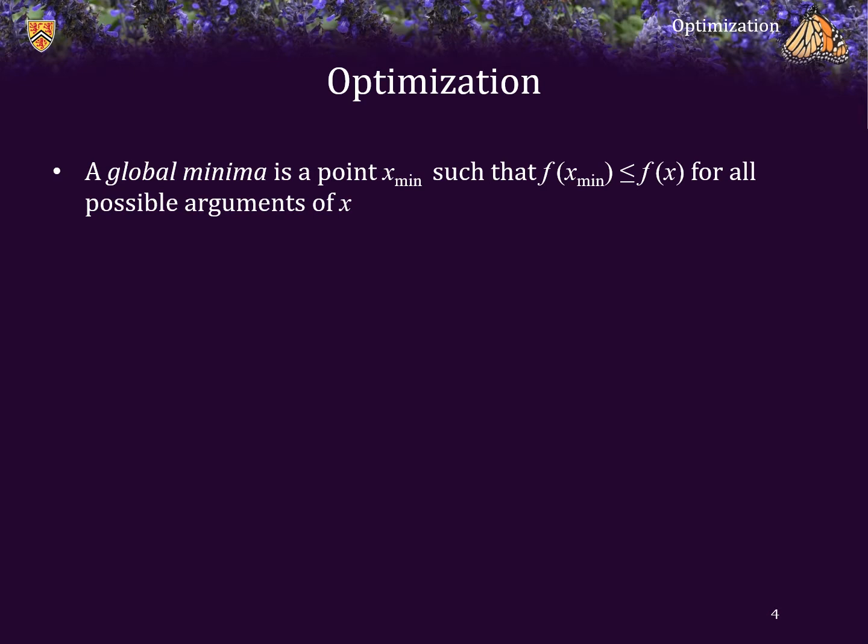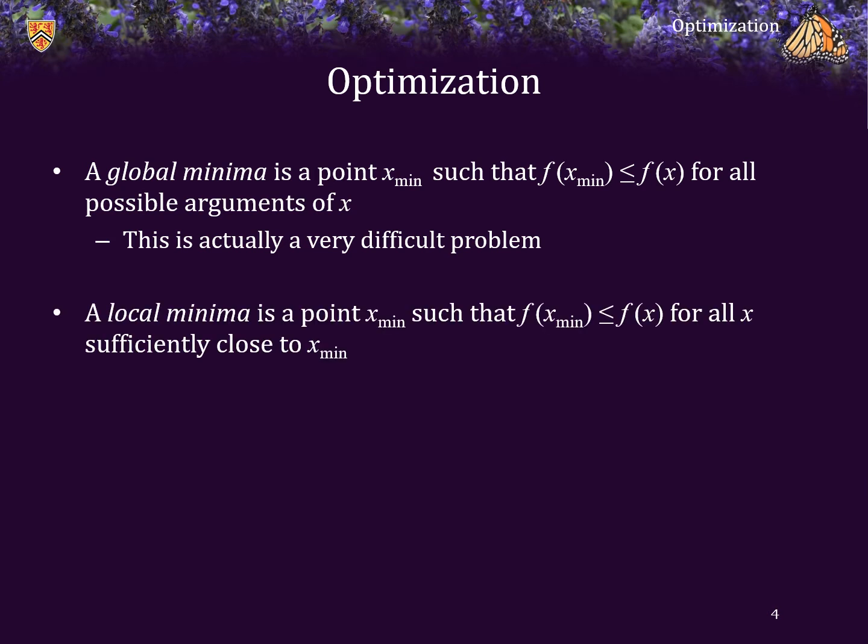So a global minimum is a point x sub min such that f evaluated at that point is less than or equal to f at x for all other possible arguments of x. Now, this is actually a very difficult problem to solve because you may have a minimum that is local to where you are, but you don't know if that is actually the actual minimum. Going back to optimization, you may have climbed up to the top of a hill, but if you don't know about the existence of Mount Everest, you don't know if you've actually climbed up to the top of the tallest hill.